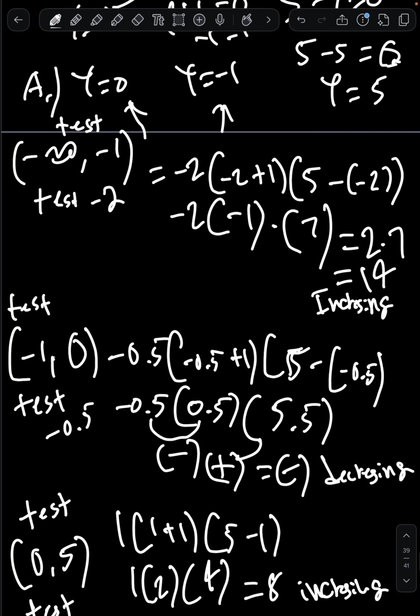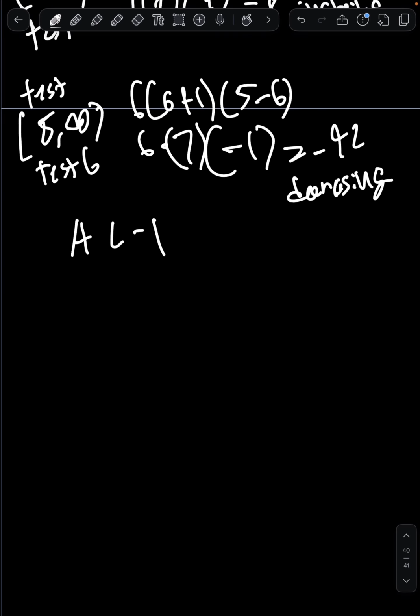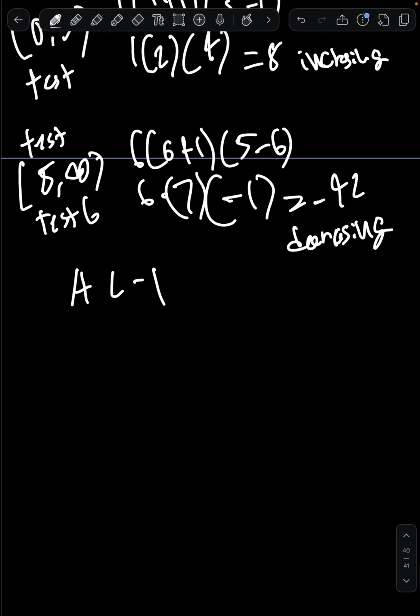Well, let's look at this. Our interval is from negative infinity, right? I'm looking at this right here, from negative infinity to negative 1. So that means it's always going to be increasing from a as long as it's less than negative 1. Okay, so I'll just denote this as increasing in time.